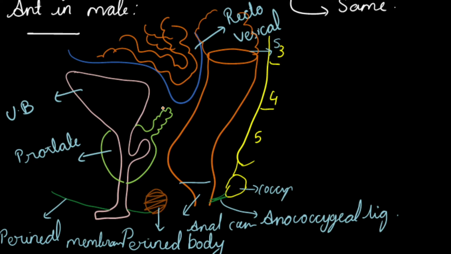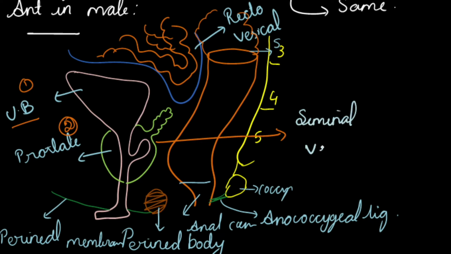Okay, then in the lower one third, it is urinary bladder, then the prostate gland, and here exist seminal vesicles, ductus deferens, and ureter.